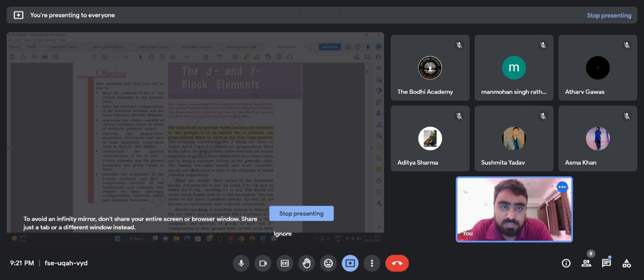So the elements whose last electron enters the d orbital, or more specifically, the n minus 1 d orbital, where n minus 1 can also be called the penultimate shell. So d block elements are those elements whose last electron enters the n minus 1 d orbital, or you can say the penultimate shell. The last shell is known as the valence shell, and one shell previous to the valence shell is your penultimate shell. I hope this is clear to you.